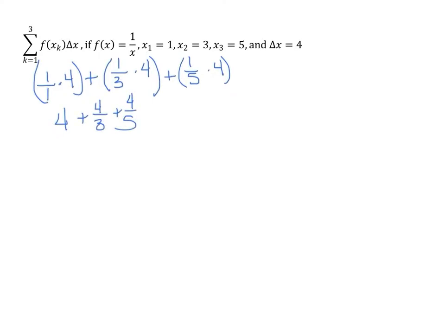Now when I'm adding this together, I need a common denominator. My common denominator would be 15. So 4 then becomes 60/15. 4/3 becomes 20/15. And 4/5 becomes 12/15. For a sum of 92/15.